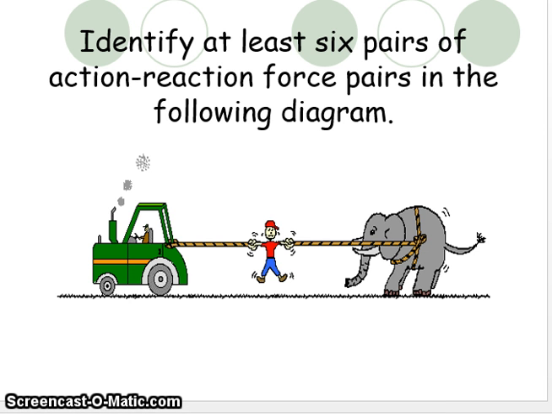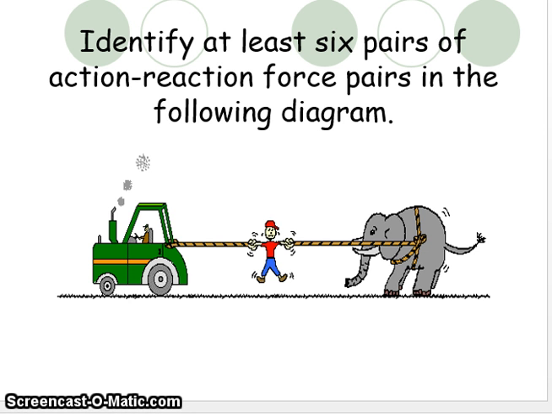Okay, so hopefully you've had a chance to come up with some action-reaction force pairs from that diagram. Let me give you some of the things that I found. The elephant's feet push backward on the ground, and then the ground pushes forward on the elephant's feet. Also, the right end of the rope pulls leftward on the elephant's body, like it's pulling the elephant. Its body pulls rightward on the right end of the rope.